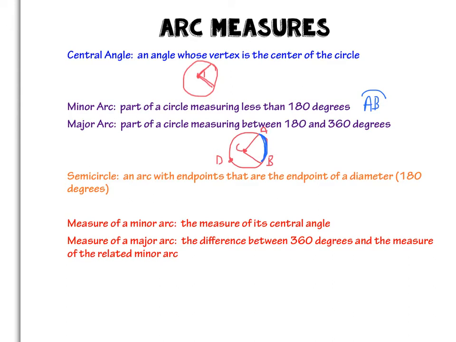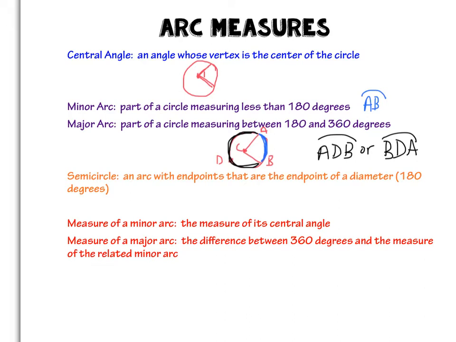For a major arc, it's part of the circle measuring between 180 and 360 degrees. So this arc right here would be the major arc, and we would label it ADB or arc BDA. If you don't put the middle D in there, then you would read it as a minor arc. So it's very important that you have the 3 letters there.